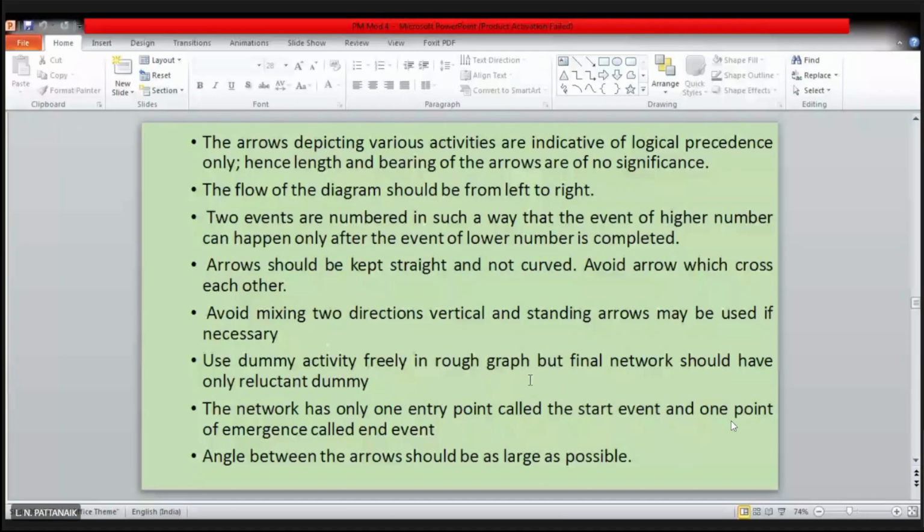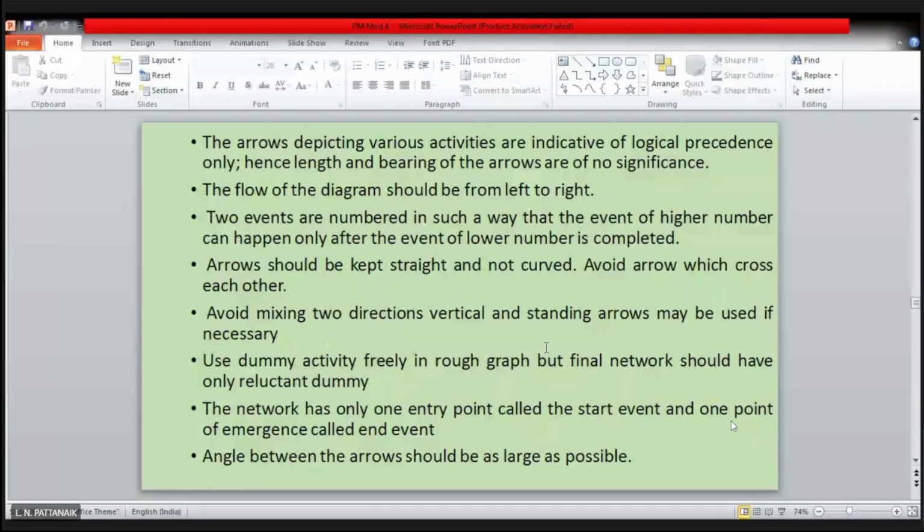Arrows should be kept straight and not curved. Again, this is another rule, and you have to follow it. In the network diagram, sometimes you may be tempted to make the arrows curved just to connect something, but it is not permitted. You cannot make a curved arrow. It is not a norm for construction of network diagram. You have to make it a straight arrow. You have to follow it.